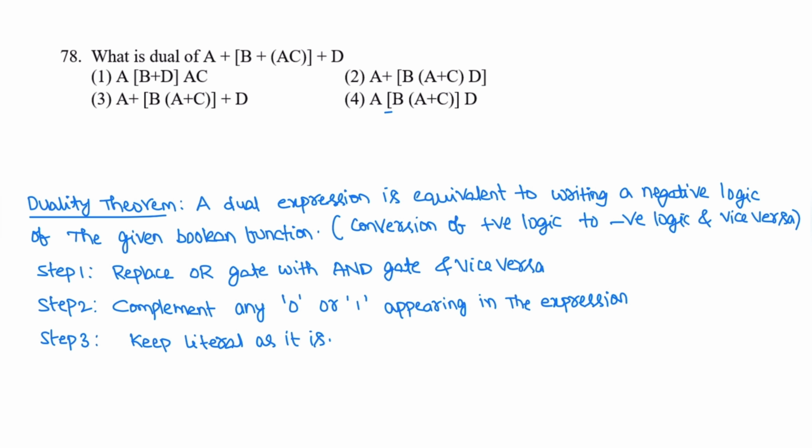The dual of a Boolean function can be found by switching the logical AND or logical OR operators and switching zeros and ones. So 0 is switched to 1 and 1 is switched to 0. AND gate is switched to OR gate and OR gate is switched to AND gate. This is the theory related to the duality theorem. For the given expression, A plus B plus AC into D, the dual can be written as: the OR operator is replaced with AND operator, A and B and A plus C dot D. So the correct option is 4.